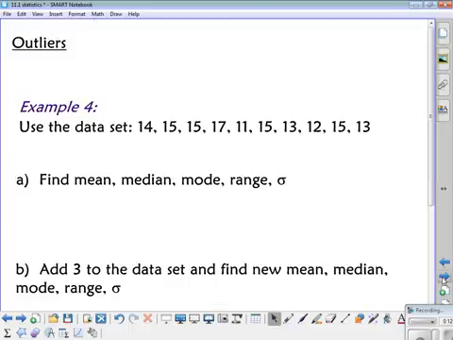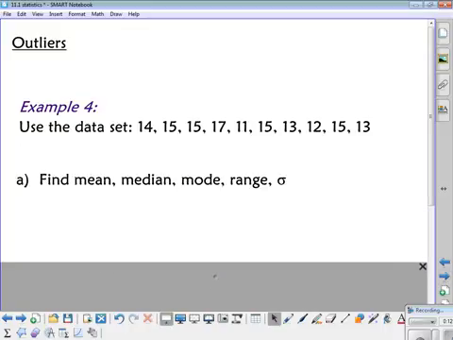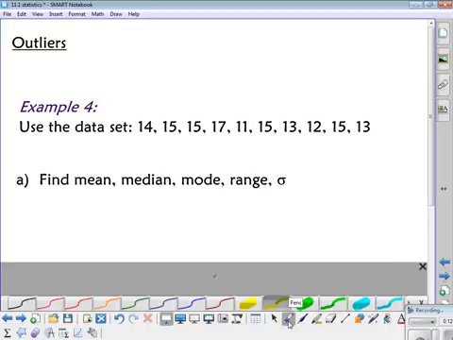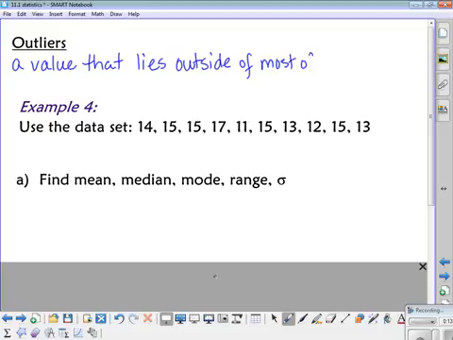All right, so the last thing we're going to talk about are outliers. Outliers, it's kind of like what it sounds like. It's a value that lies outside of most of the data. So either it's much smaller or much larger than the rest of the data.